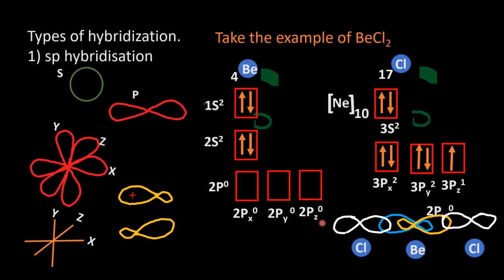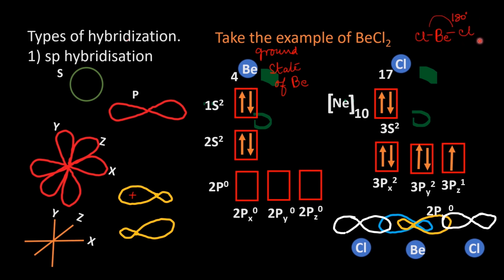So all the 3 orientations are empty. This is the ground state of beryllium. When we represent the molecule, how do we represent it? Beryllium in the center and 2 chlorine atoms attached to the central beryllium atom. This is how we show this. So the angle here is 180 degrees. We have to explain how this bond is formed and how this 180 degrees is achieved.